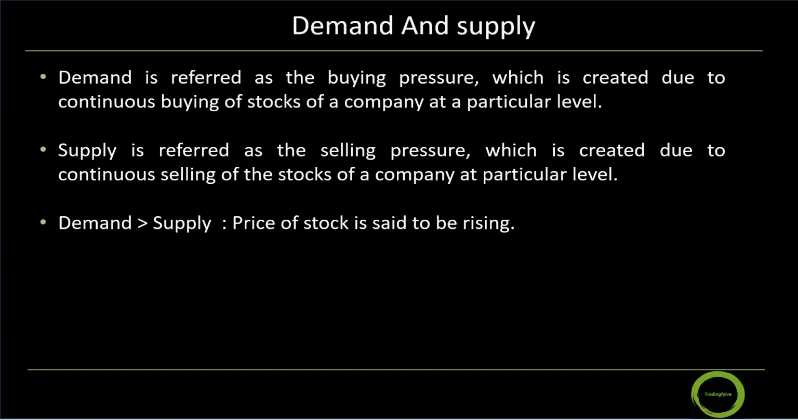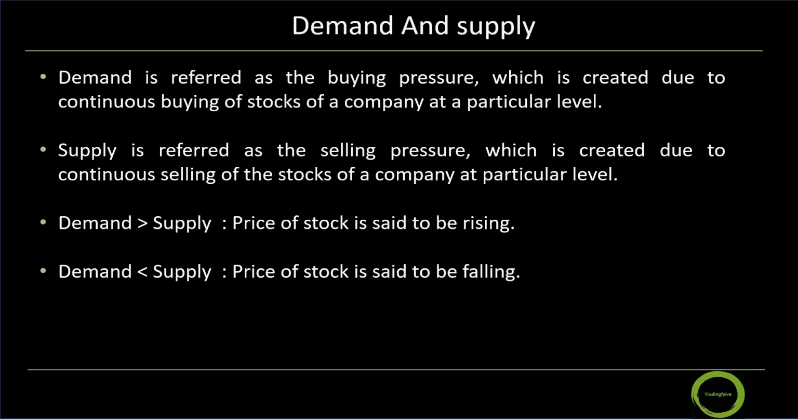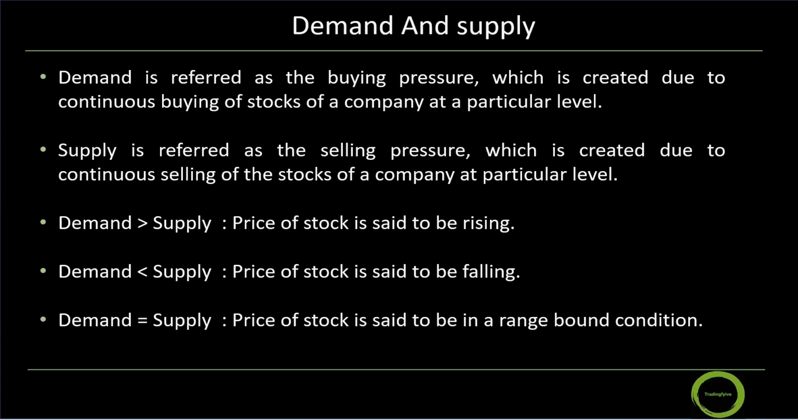In the next condition, demand is less than supply. In this condition, the price of the stock is said to be falling. And in the third condition, when the demand and supply are almost equal, the price of the stock is said to be in a range bound condition, that is the price neither rises nor falls, it just moves in a range. Hence, just by considering these three conditions, we can have a clear view about the market.